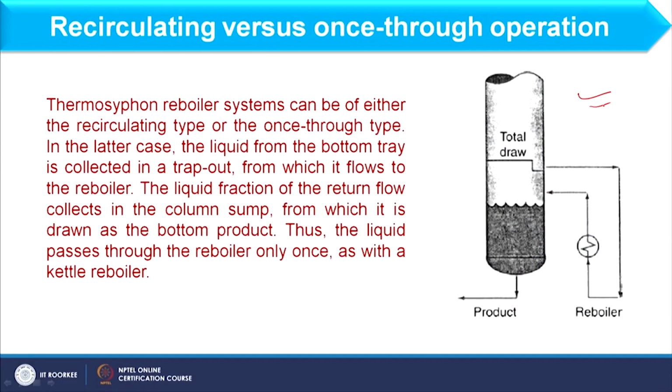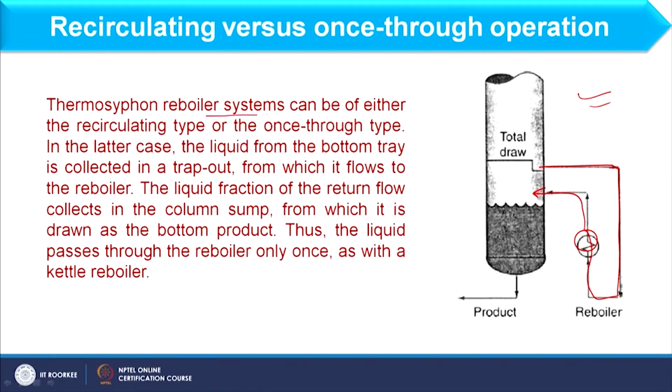Now we have some points about recirculating versus once through operation, okay. Once through operation, you understand, is where liquid is converted into vapor, and whatever liquid remains exits as a product, right. So if you see this schematic, here we take the liquid from this side, okay, and it is completely converted into vapor, and then the vapor enters from here, okay.